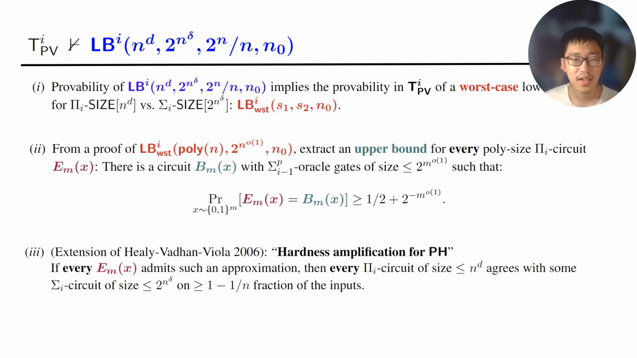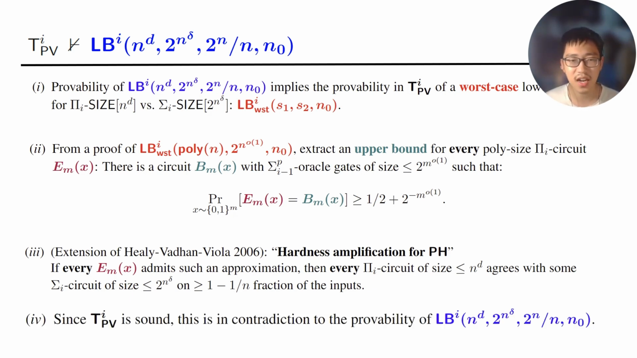And in the third step, we use the hardness amplification result of Healy, Vadhan, and Viola in NP and extend it to the polynomial time hierarchy. By this, we show that if every such Π_i circuit E_M admits such an approximation, every Π_i circuit of size n^d must agree with a Σ_i circuit of size 2^(n^δ) on at least a 1 - 1/n fraction of the inputs. This is done by the hardness amplification. And finally, if TIPV is sound, this is in contradiction to the provability of the lower bound sentence, which states an average-case lower bound for Π_i circuits against Σ_i circuits.